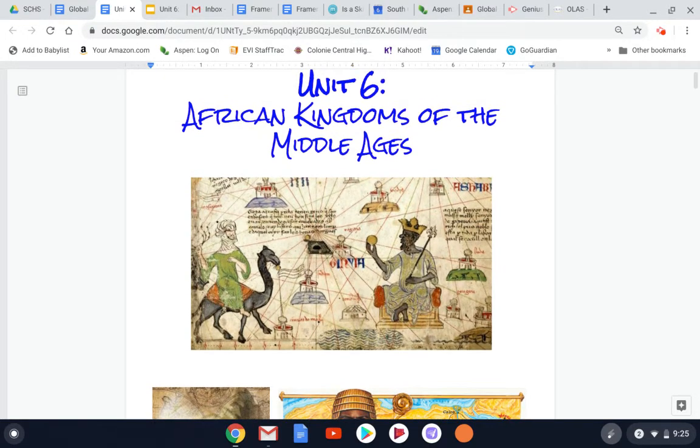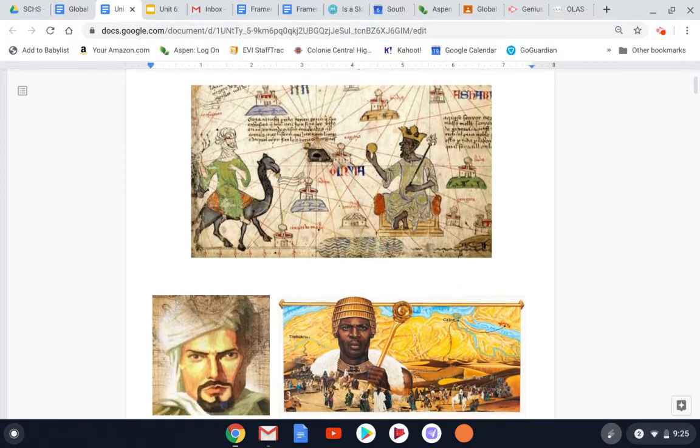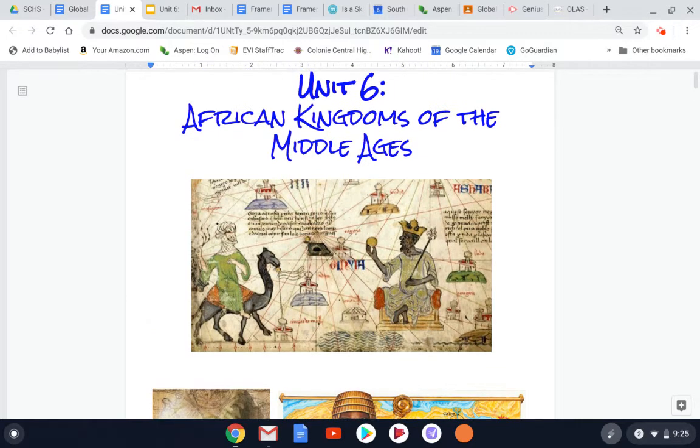So this unit, again, is called African Kingdoms of the Middle Ages. Before I explain any of these images, I do want to point out that we're not moving down the timeline from the Middle Ages of Europe, which was our Unit 5. We're not moving down the timeline quite yet. During the same time periods, around 476 AD, which was our Common Era, CE, which was the fall of Rome, till about the 1600s, we consider the Middle Ages. And we are going to look at a different location other than Europe this unit. We're going to look at Africa.